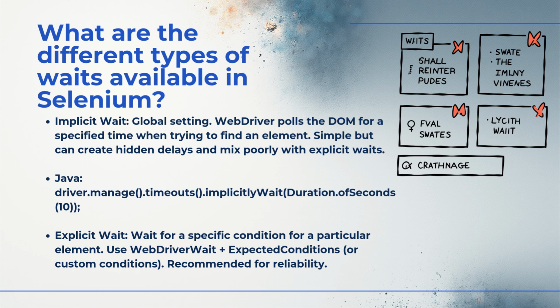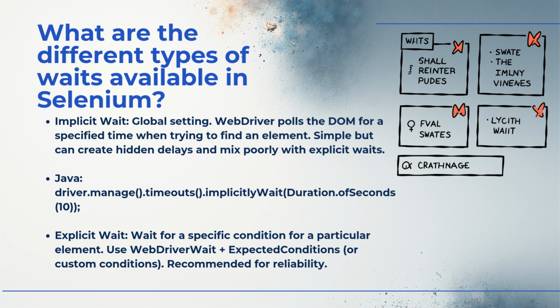So we have three types of waits: implicit wait, explicit wait, and fluent wait. Implicit wait is a global wait applied once, and it waits for all elements. For example, if you set implicit wait to 10 seconds, Selenium will try for 10 seconds before throwing a NoSuchElementException. But implicit wait is not smart. It does not wait for specific conditions.